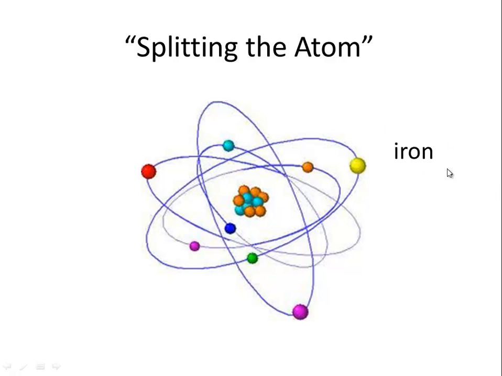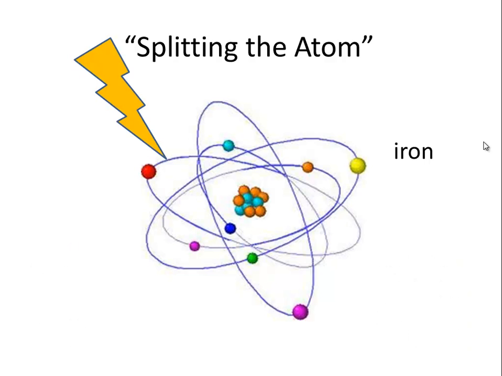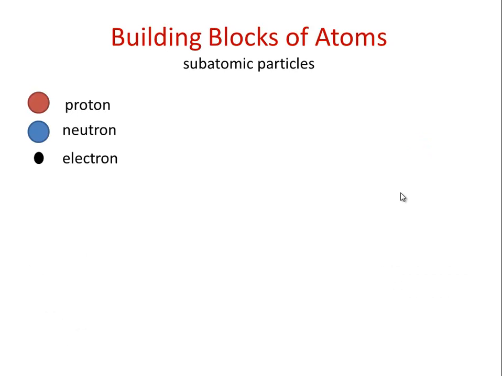If you split the atom, which is a process called fission, nuclear fission, then what you get are two smaller atoms, and they are no longer iron. You have fundamentally changed the identity of that element, and now it's no longer iron. So I just want you to know there's a limit to how far you can subdivide. Now let's get into atomic structure formally.